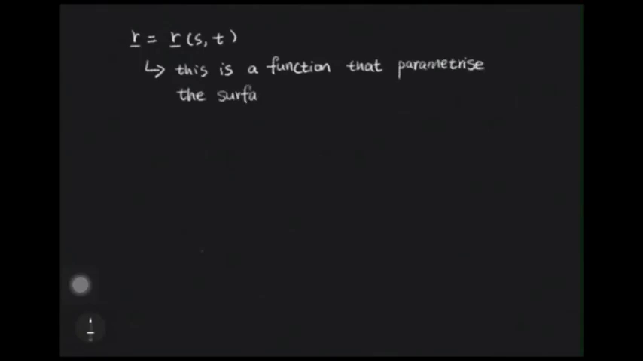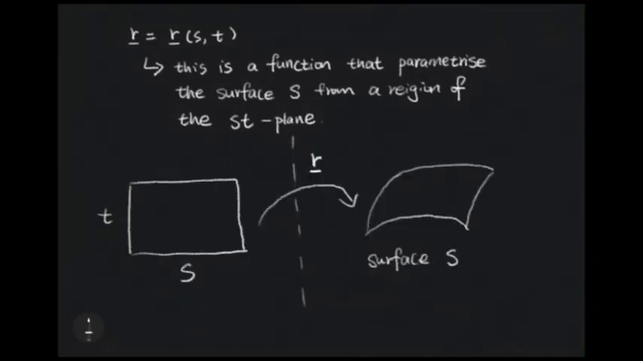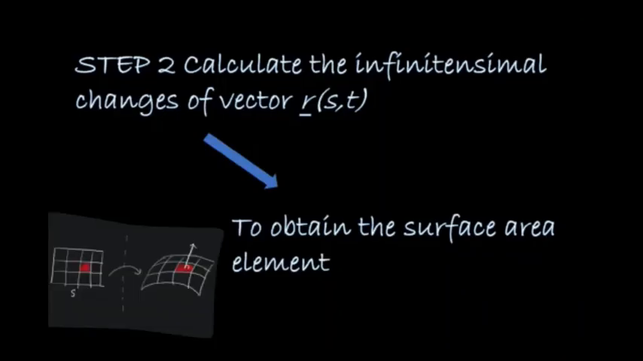So firstly, we need to parameterize, where we can write them in the form s and t. So R will be a function. So essentially, R is just the way we can write the surface, and we can write the surface of a region, shown by that diagram.